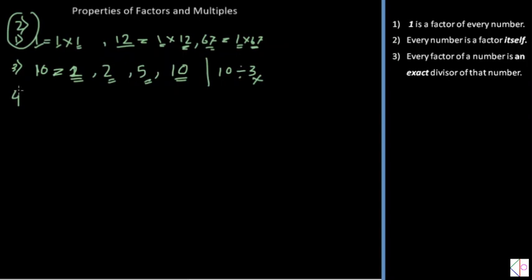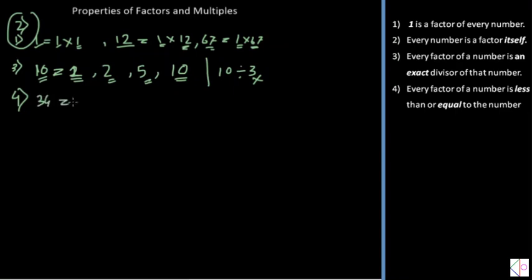Next is property number 4. According to property 4, every factor of a number is less than or equal to the number. You can see the example in case of 10. We have 4 factors, 1, 2, 5 and 10. So 10 is equal to the number itself, and the rest of the factors are less than 10. That is applicable in every case.